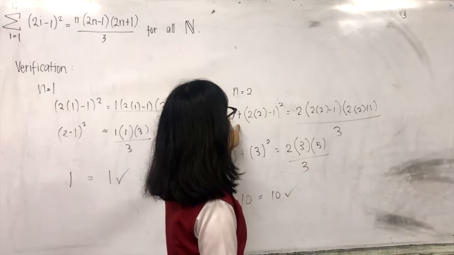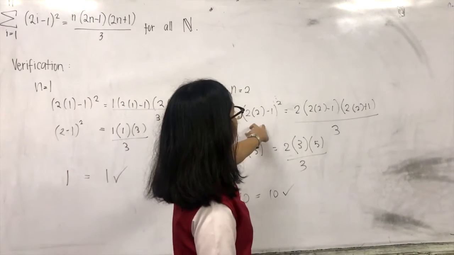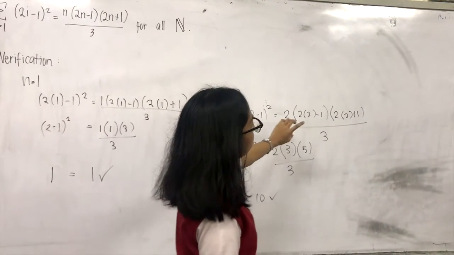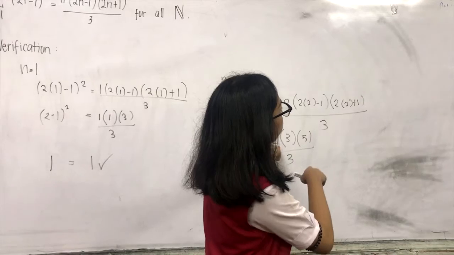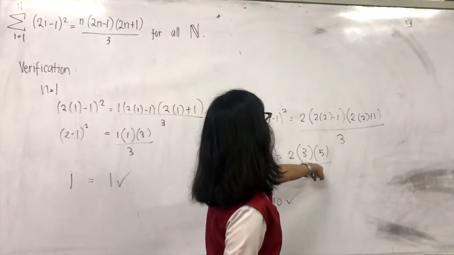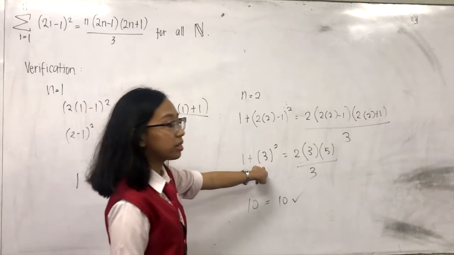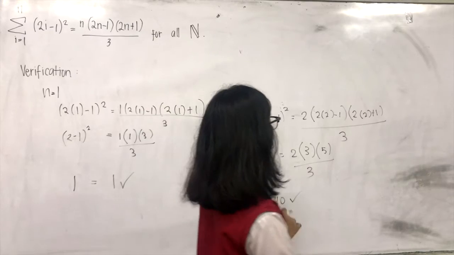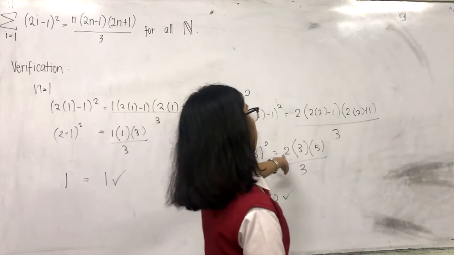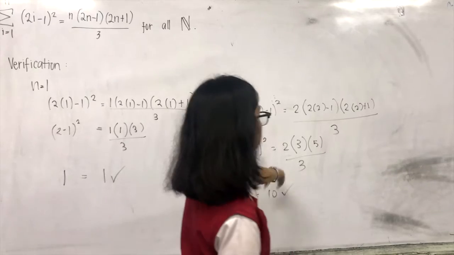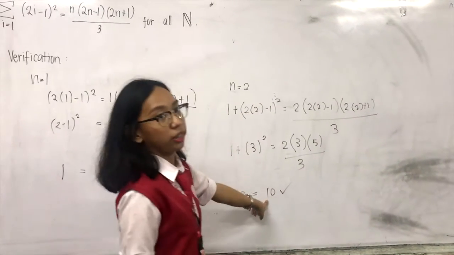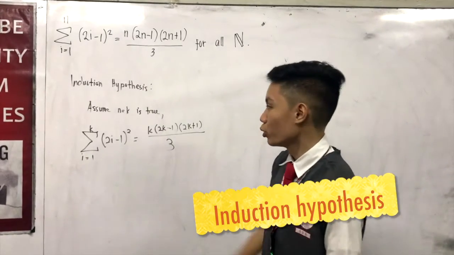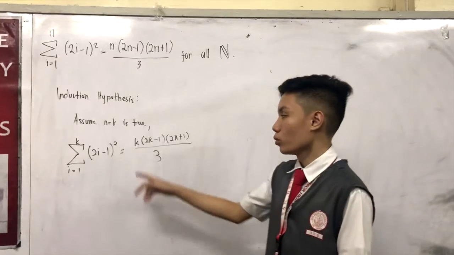Next, we substitute n with 2. First, 1 plus 2 times 2 minus 1 squared. 2 times 2 minus 1 is 3. And 2 times 2 is 4 plus 1 is 5. And 3 squared is 9 plus 1 is equal to 10. So 5 times 3 is 15 plus 2, which is 17 over... so it's equal to 10. So the verification is correct.